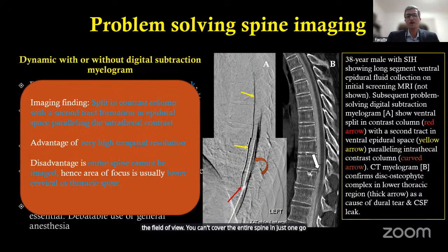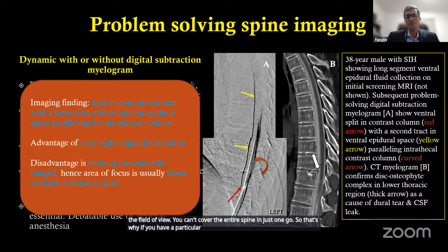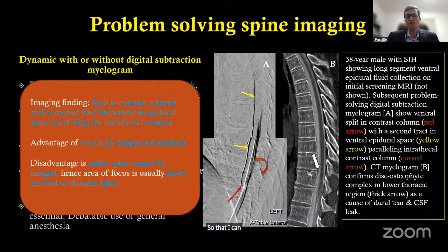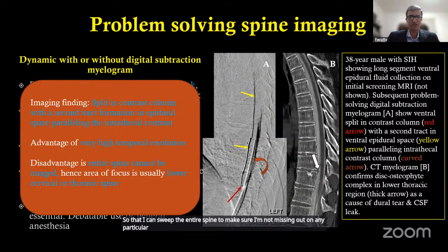You can't cover the entire spine in just one go. So if you have a particular suspected level, then you can focus on that and do these studies, so it's kind of very easy. If you don't have any particular level of suspicion, then I would choose a CT myelogram so that I can sweep the entire spine to make sure I'm not missing any particular location. Okay. And what we're looking for here is basically splitting of the contrast column.